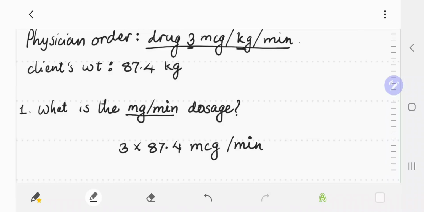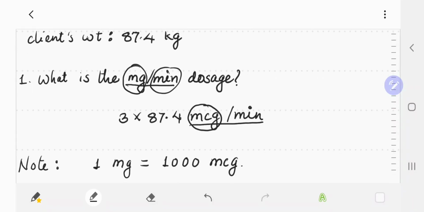Okay, so right now we have the dosage in microgram per minute. The question is asking us to find the dosage in milligram per minute. So the time is matching up, so we don't have to worry about the time. We just have to worry about how to convert this microgram into the milligram. For this, note that 1 milligram is equal to 1000 microgram. So every 1 milligram has 1000 microgram.